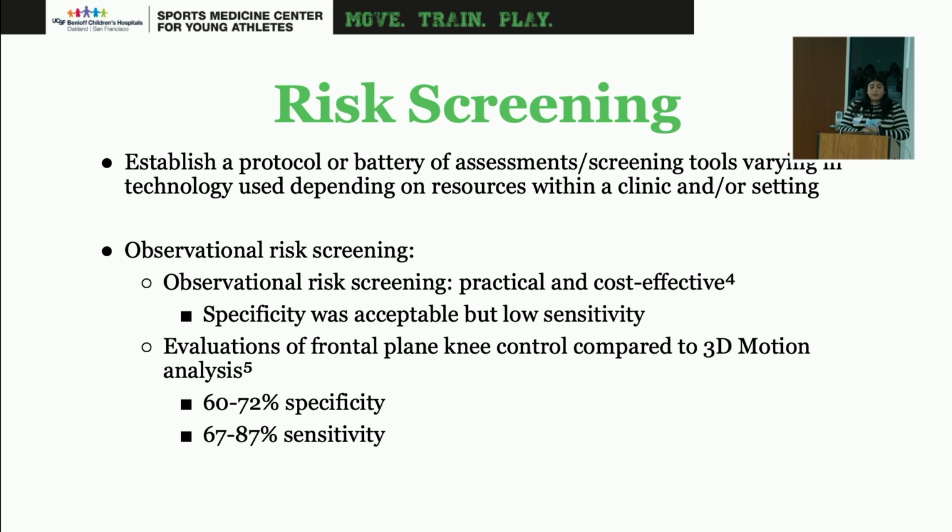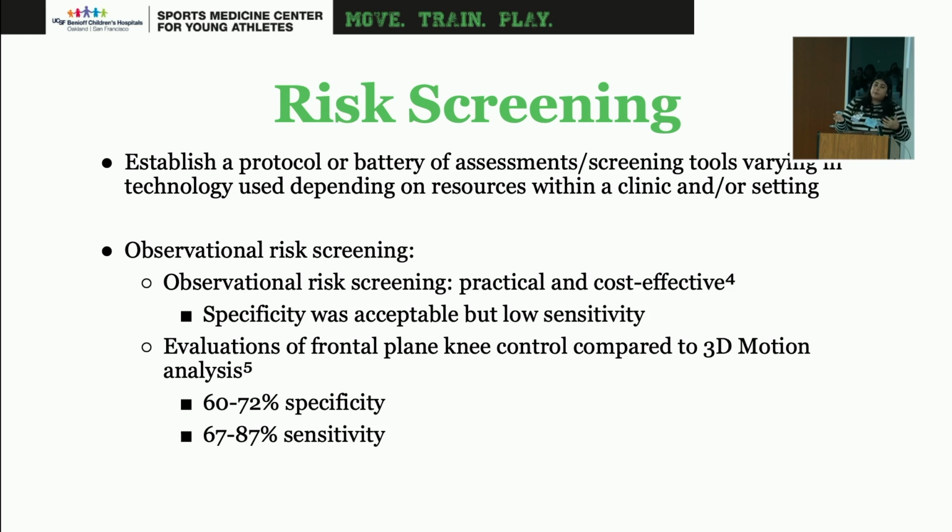And then number two, create a battery of assessments that you can pull from within each clinical setting that works for you. It can be overwhelming. There's a lot of different tests you could do, but maybe just having your personal go-tos or your clinic go-tos to be able to implement this into your regular practice could be helpful.